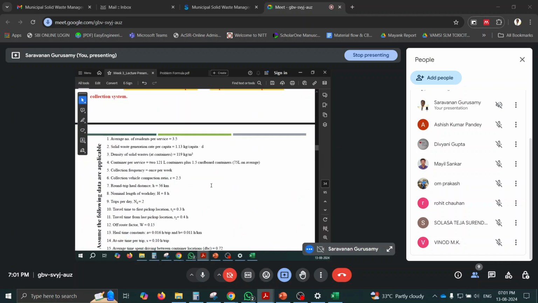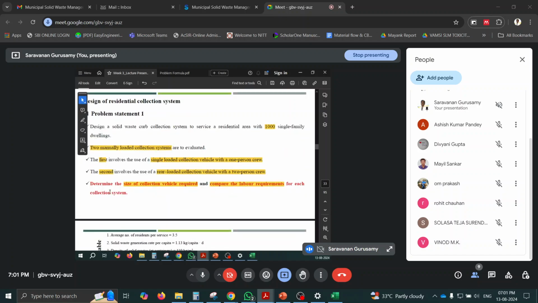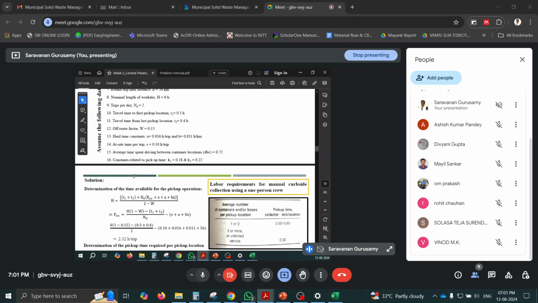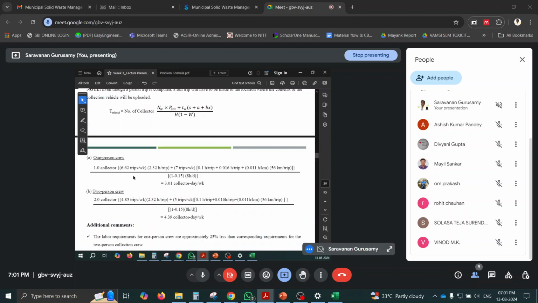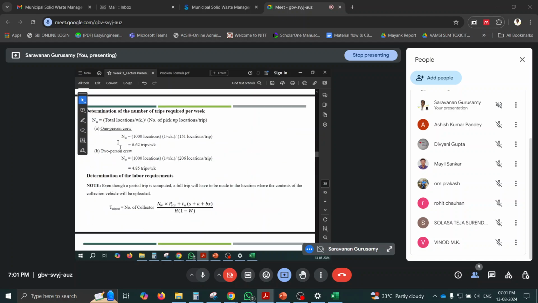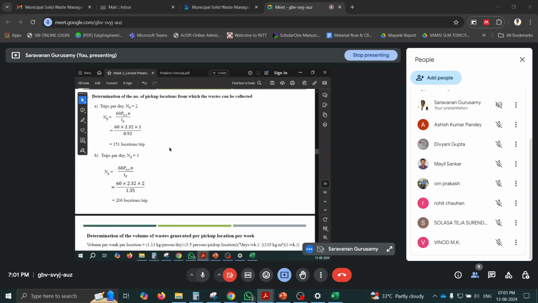Then what else are they asking? To compare the labor requirement for each collection system. The first option they have provided is a single vehicle with a single person. The second option is a single vehicle with 2 persons. So which will be effective? That is what we are going to compare based on the labor requirement. So if it is a 1 person crew to go to 1000 locations, that is the 1000 houses given in a week, per trip they are collecting 151 locations. That is what we have already found. Trips per day, 151 locations per day.